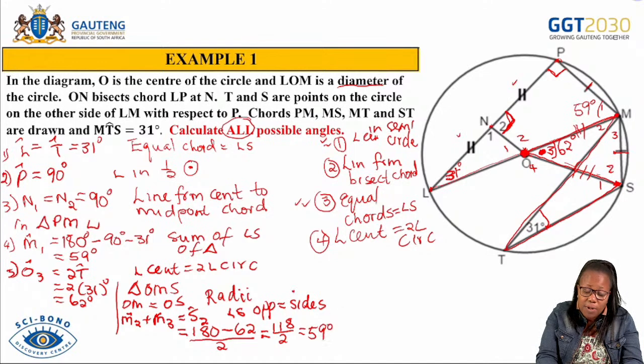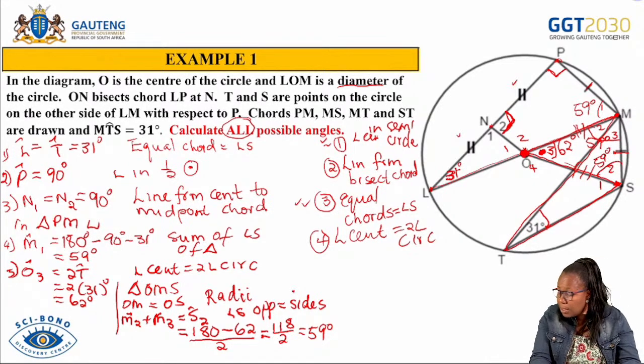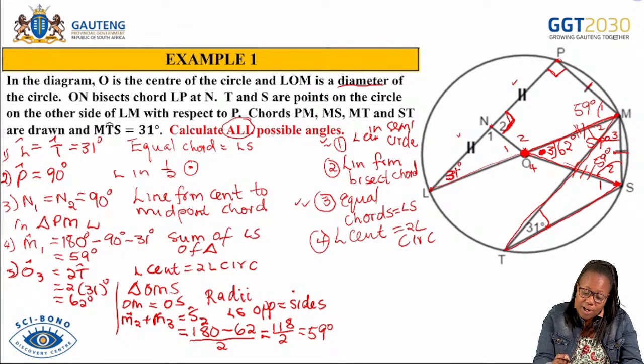This comes from sum of angles of a triangle. Therefore, this will also be 59 degrees. And this is also 59 degrees, grade 12. Basically, we have calculated the values of that particular triangle.